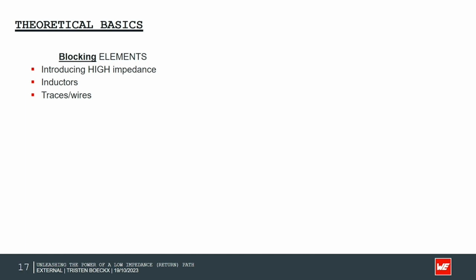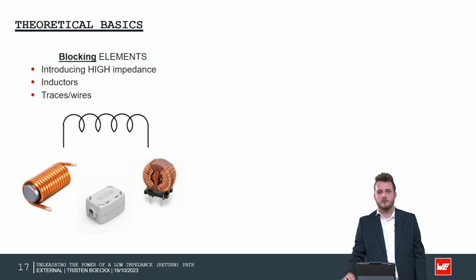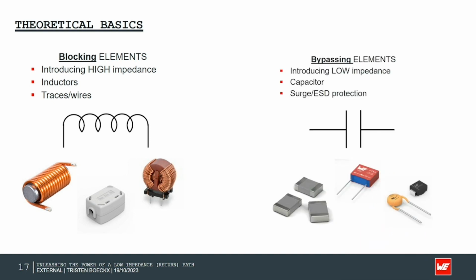When we make the translation from a drain pipe to a PCB, we know that blocking elements introduce a high impedance. Some examples are inductors, common mode chokes, ferrites, a lot of different components, but also parasitics like traces, wires, and so on. When we zoom in on bypassing elements, they are introducing low impedance paths, and the most common one is a capacitor. But also for high voltage types, a surge or ESD protection can be a low impedance return path.